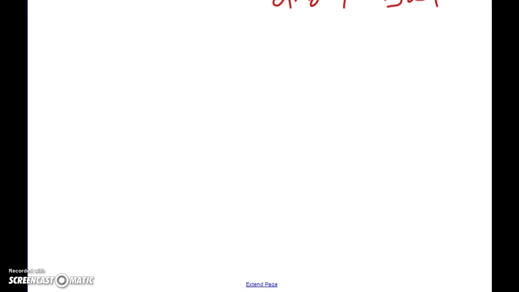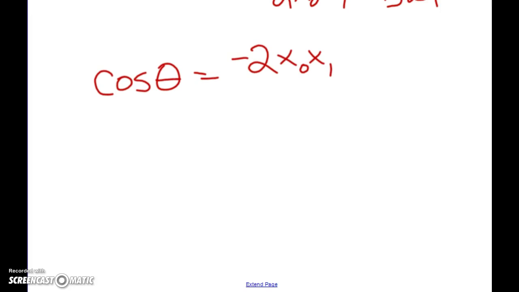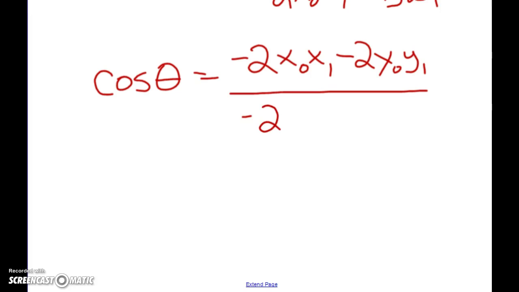So, cosine theta is minus 2x0 x1 minus 2 y0 y1 over minus 2AB. All right? See anything that'll go real quick? All those minus 2's. Yeah, don't write any of this down.